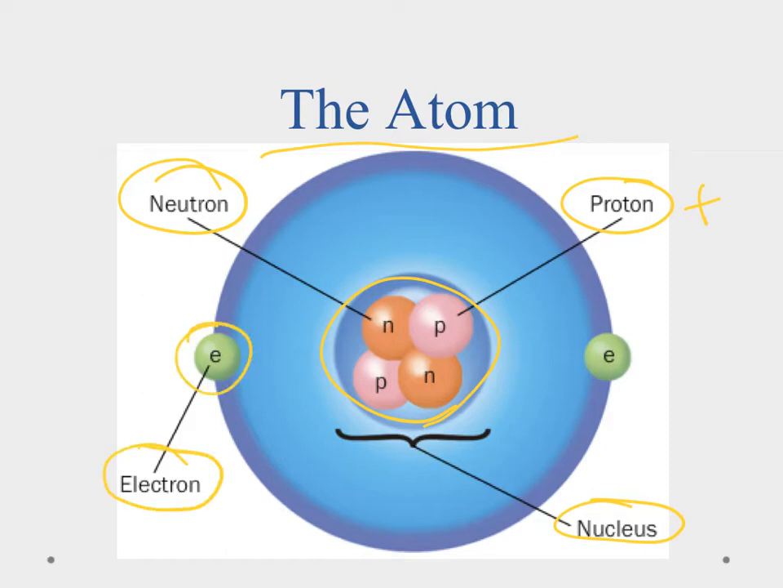Those are these guys here, and they follow around in these areas. And it's not a perfect circle. This is just a simple model, but the electrons have a negative charge. So the protons are positive and the electrons are negative. Also, the protons and neutrons are about the same size, while the electrons are teeny tiny in comparison to them. And that'll be important in the next slide.